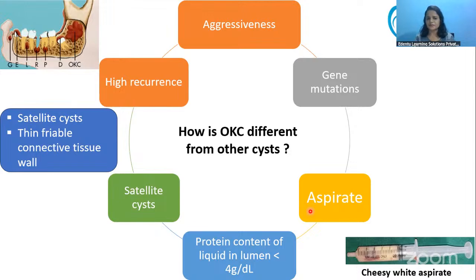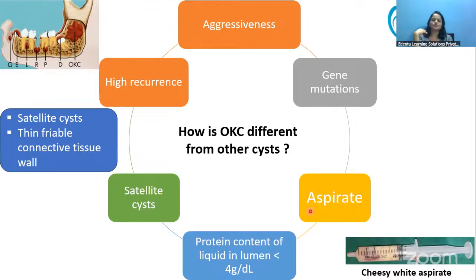and it just invades the underlying structures very easily also. Okay, so that's a very highly aggressive cyst, OKC. The next is the gene mutations. PTCH1 gene mutation is usually seen in OKC only. Then the next one is the aspirate.